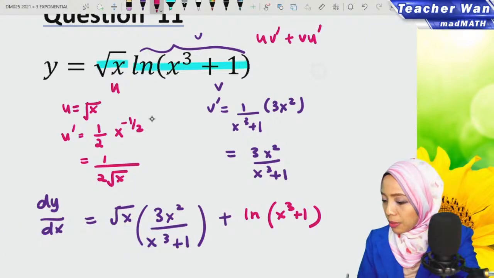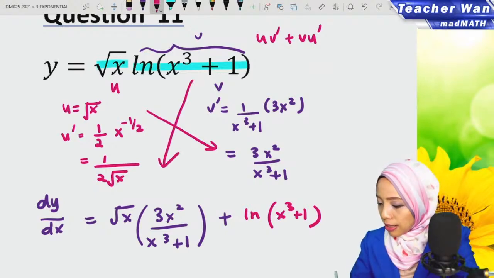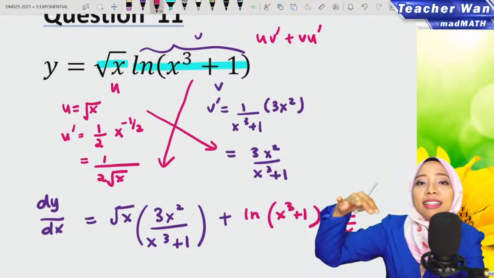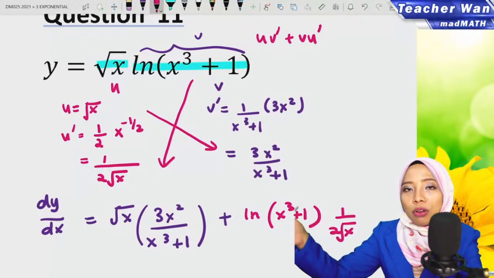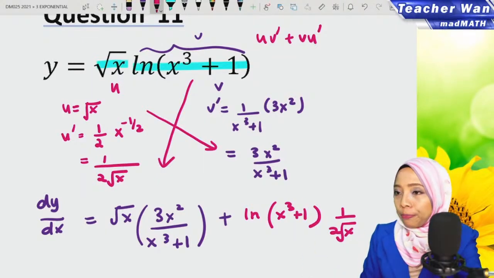Just now I took this and this. So now I am taking this and this: ln of x cubed plus 1 multiplied with 1 over 2 square root of x. Another tip: if ln and polynomial, you always put ln at the back. All the polynomials you bring to the front.